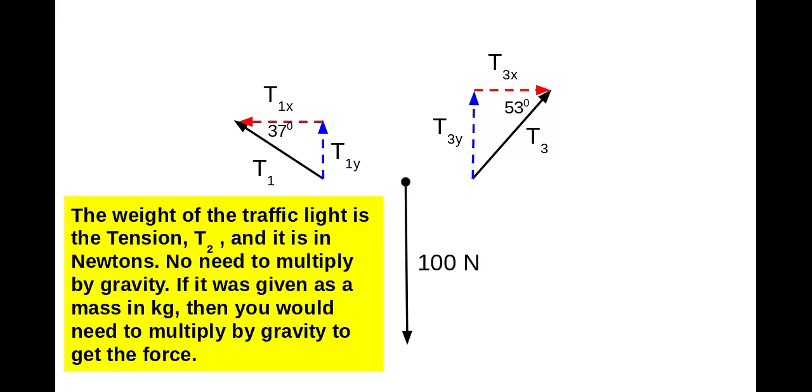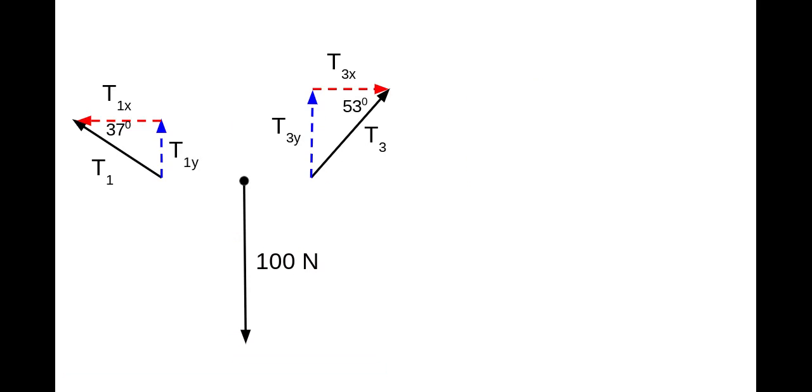Now, the traffic light was given to us as 100 newtons, so that was already a force. That means that the tension down here, which would be T2, is 100 newtons. Just keep that in mind when you see these problems. If you're given a quantity in newtons, it's already a force. If it was given to you in kilograms, then you would multiply by gravity in order to get it as a force.